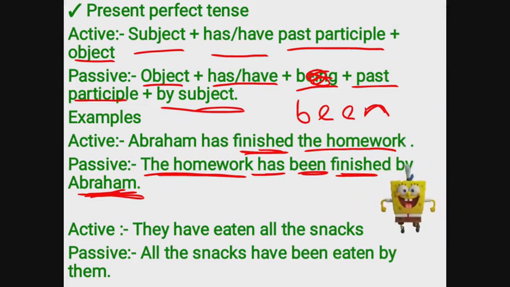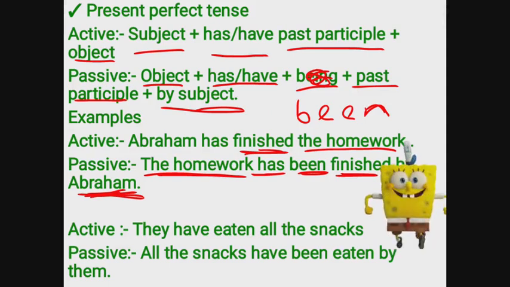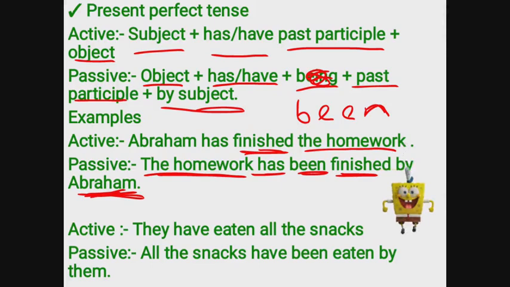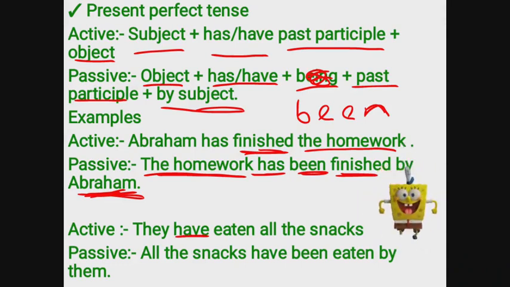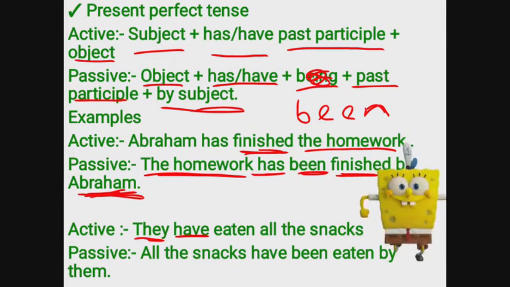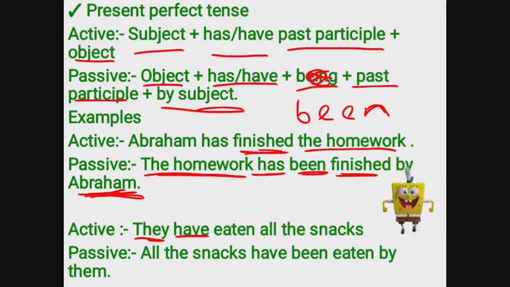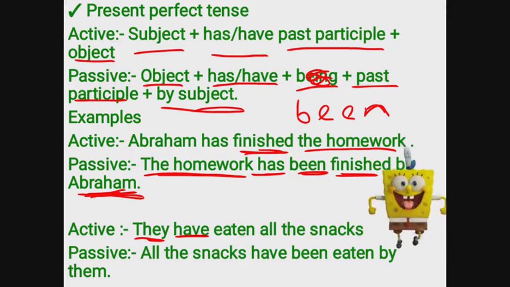Let's use example 2 to buttress what we are saying again. They have eaten all the snacks, and I believe all of us like snacks a lot. Now, look at here, we're not using "has", we're using "have" in the active voice because of "they". They means more than one person. So use "have" for more than one subject, okay? You cannot say "they has eaten all the snacks". We use "they have". They have eaten all the snacks.